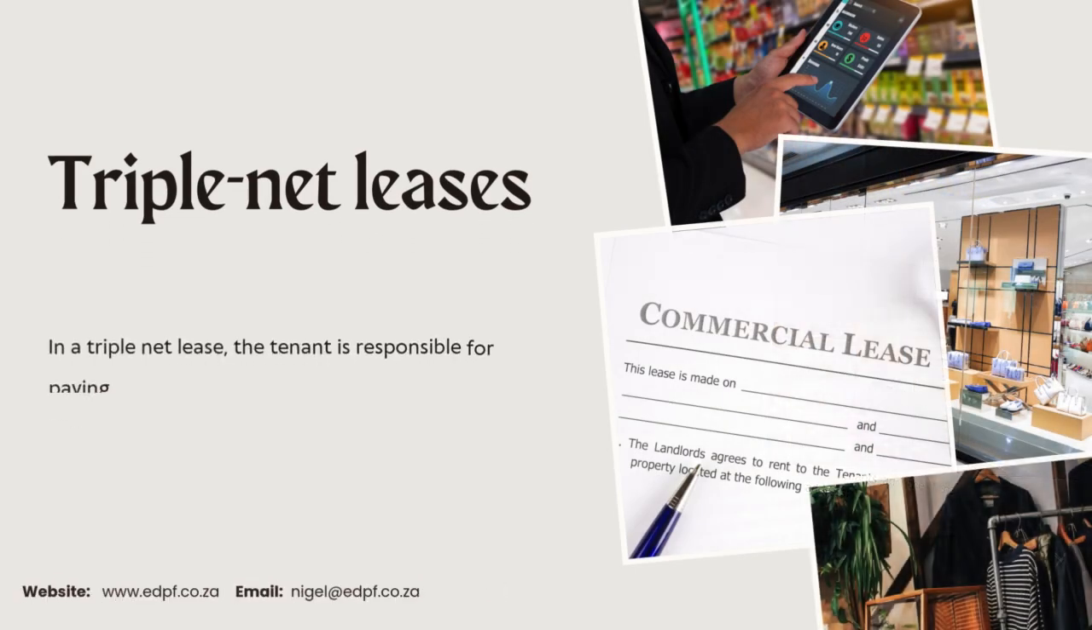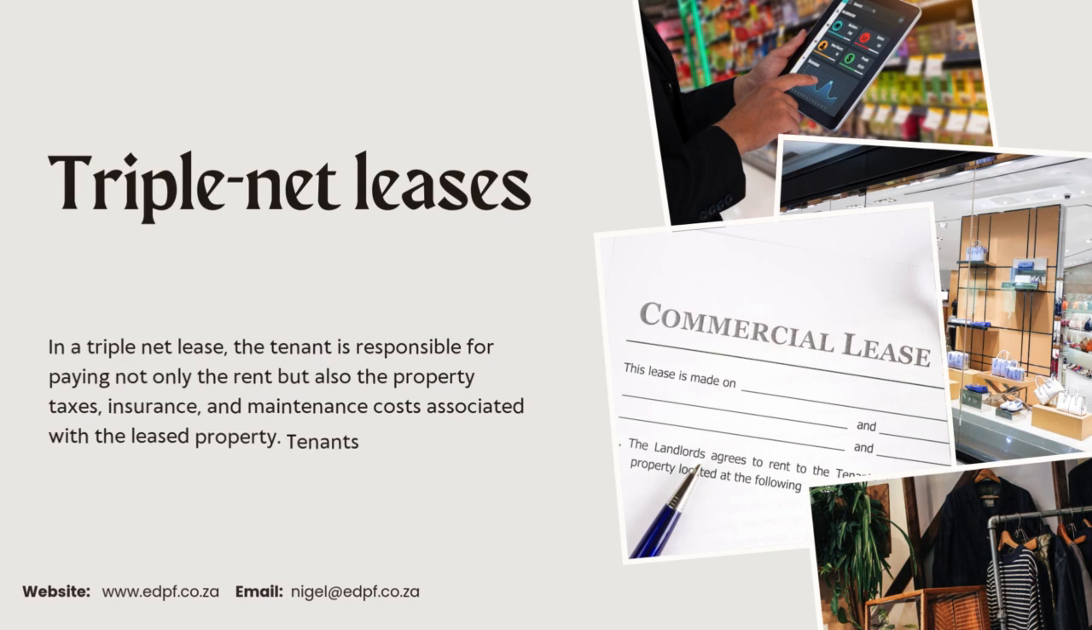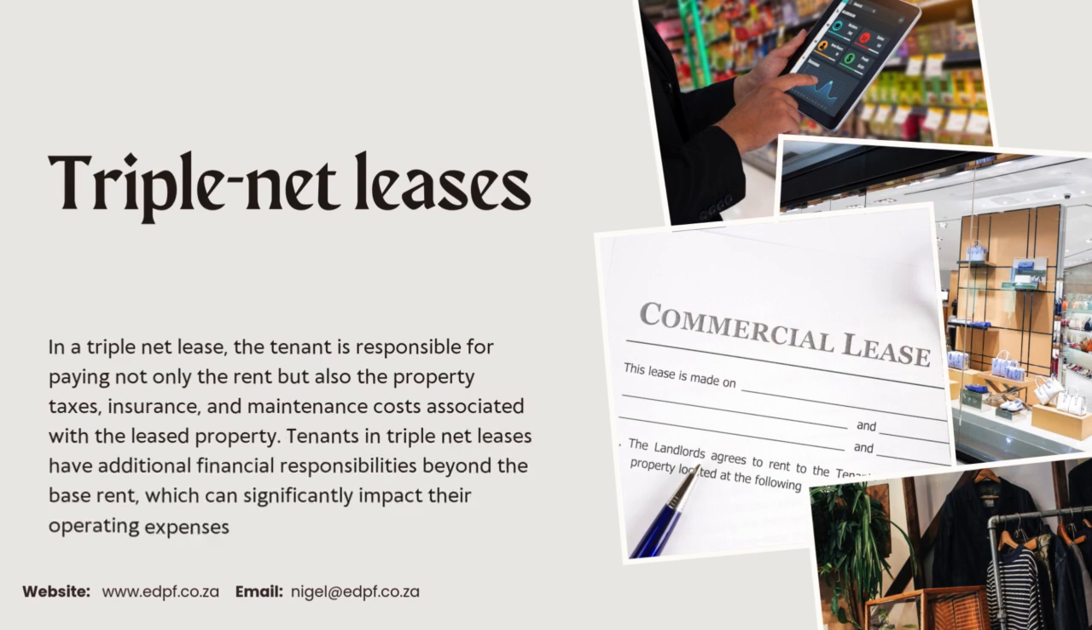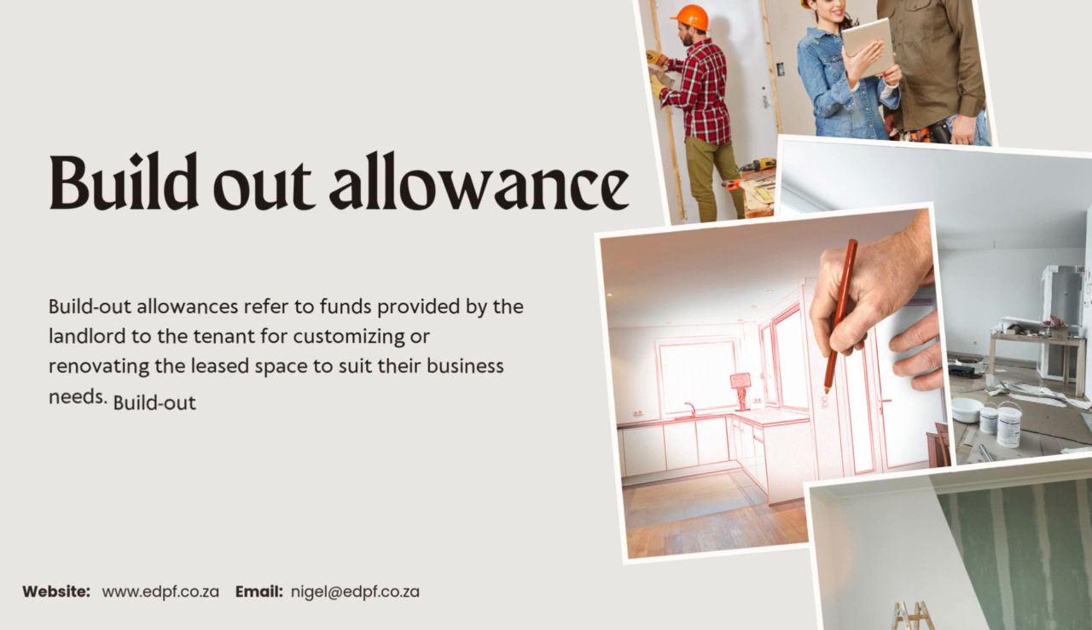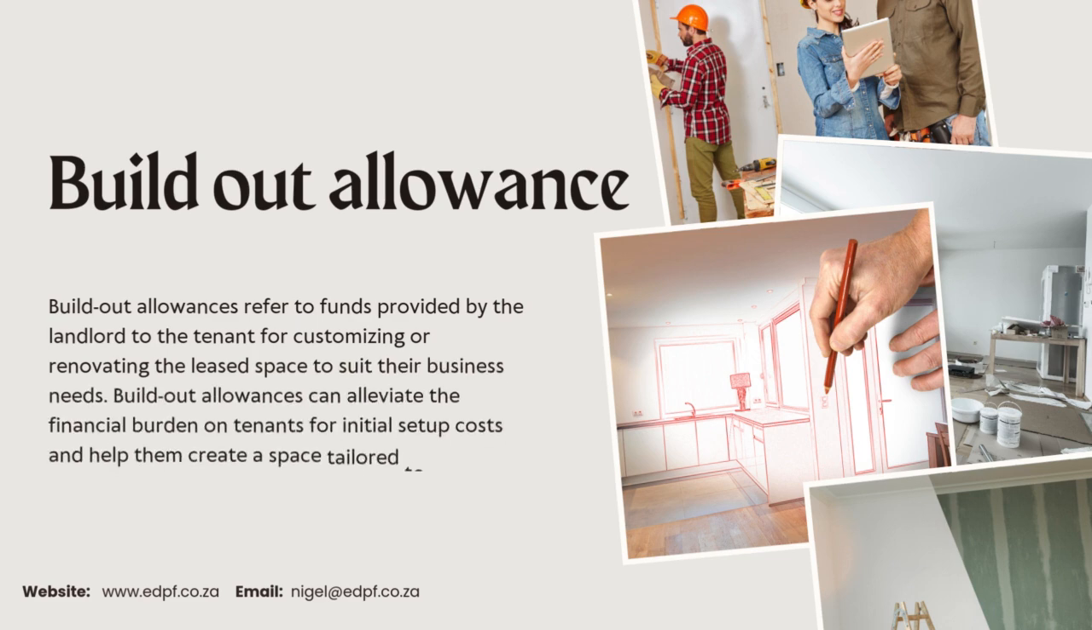In a triple net lease, the tenant is responsible for paying not only the rent but also the property taxes, insurance, and maintenance costs associated with the leased property. Tenants in triple net leases have additional financial responsibilities beyond the base rent, which can significantly impact their operating expenses. Build-out allowances refer to funds provided by the landlord to the tenant for customizing or renovating the leased space to suit their business needs. Build-out allowances can alleviate the financial burden on tenants for initial setup costs and help them create a space tailored to their specific requirements.